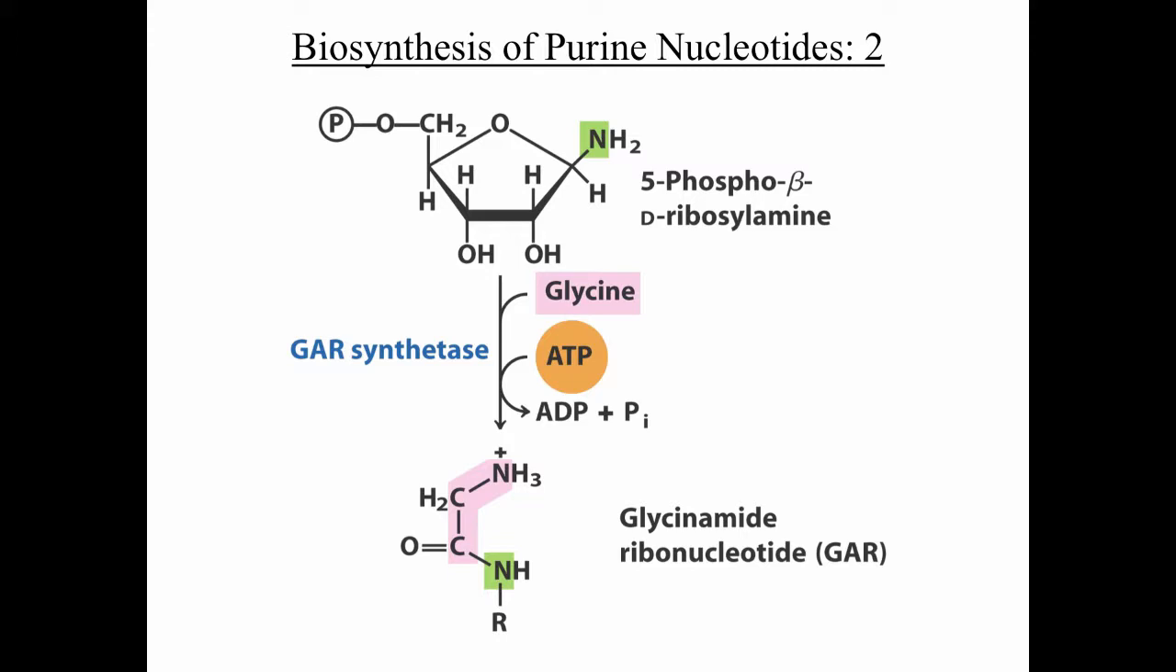the second step of the reaction is a condensation reaction in which glycine is attached to the amino group through a condensation reaction. So the carboxyl group of glycine is phosphorylated, making an acyl phosphate, which activates the glycine molecule for then attaching that carboxyl group of glycine onto the amino group, forming this intermediate.